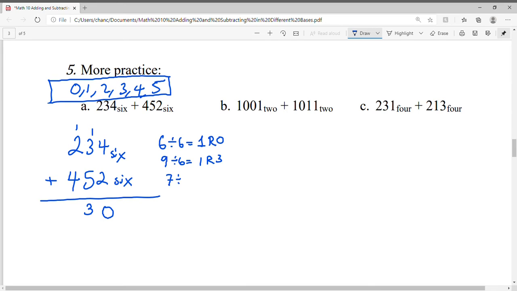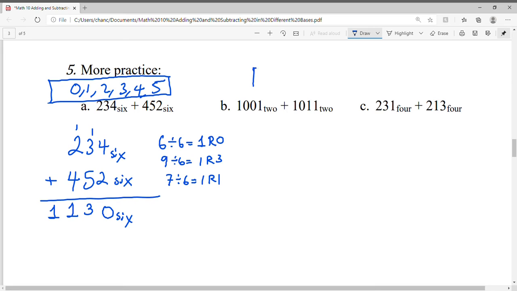7 does not exist in base 6, so we'll divide it by 6. We get 1, remainder 1. So this is equivalent to 1 here. Carry that 1 over, you get a 1 here. And so this is our solution, 1, 1, 3, 0, base 6.